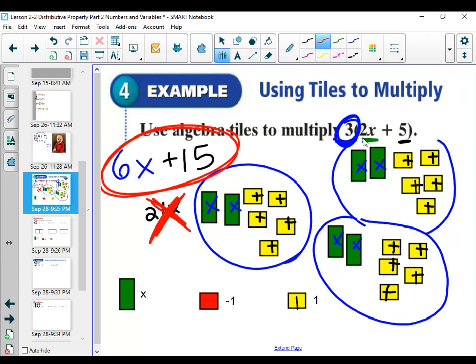I don't know about you, but I definitely do not want to draw out all those x's and pluses for every problem. Good news, the distributive property has a really nice shortcut for us. Take the number on the outside times both parts of the inside. 3 times 2 with an x, 6x. Regular 3 times regular 5, 15. Wow, that distributive property. Really nice shortcut for us.